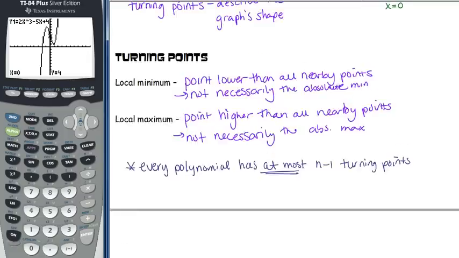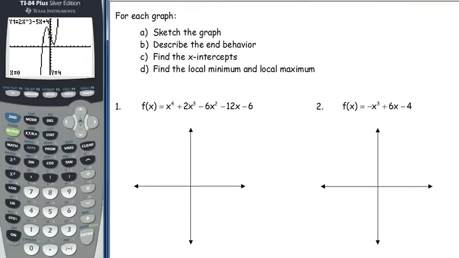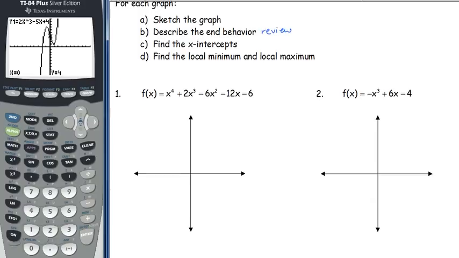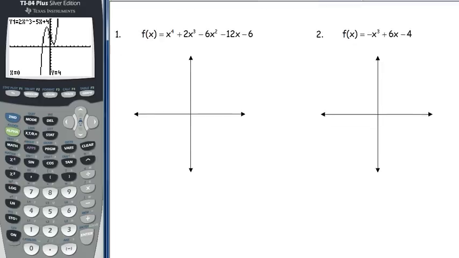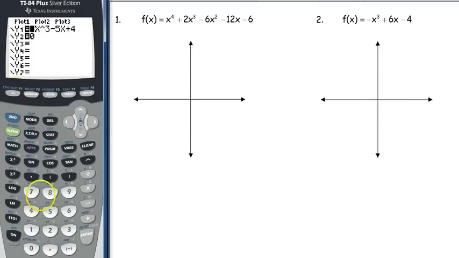Alright, so we're going to go ahead and find these local mins and maxes. So for each of these problems, we want to sketch the graph, describe the end behavior. This is a review, so this is not new, the end behavior. Find the x-intercepts, find the local min and the local max. So we look at our first one, we've got x to the 4th. We're going to go ahead and go to our calculator, type that in.